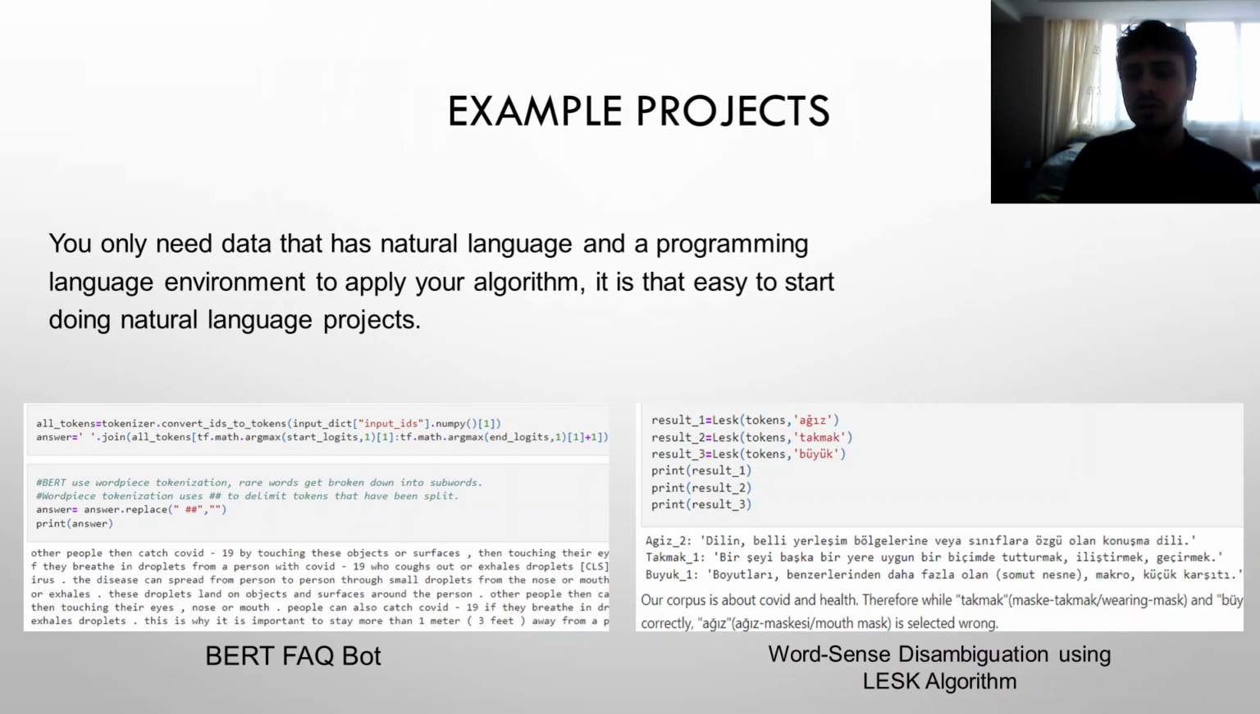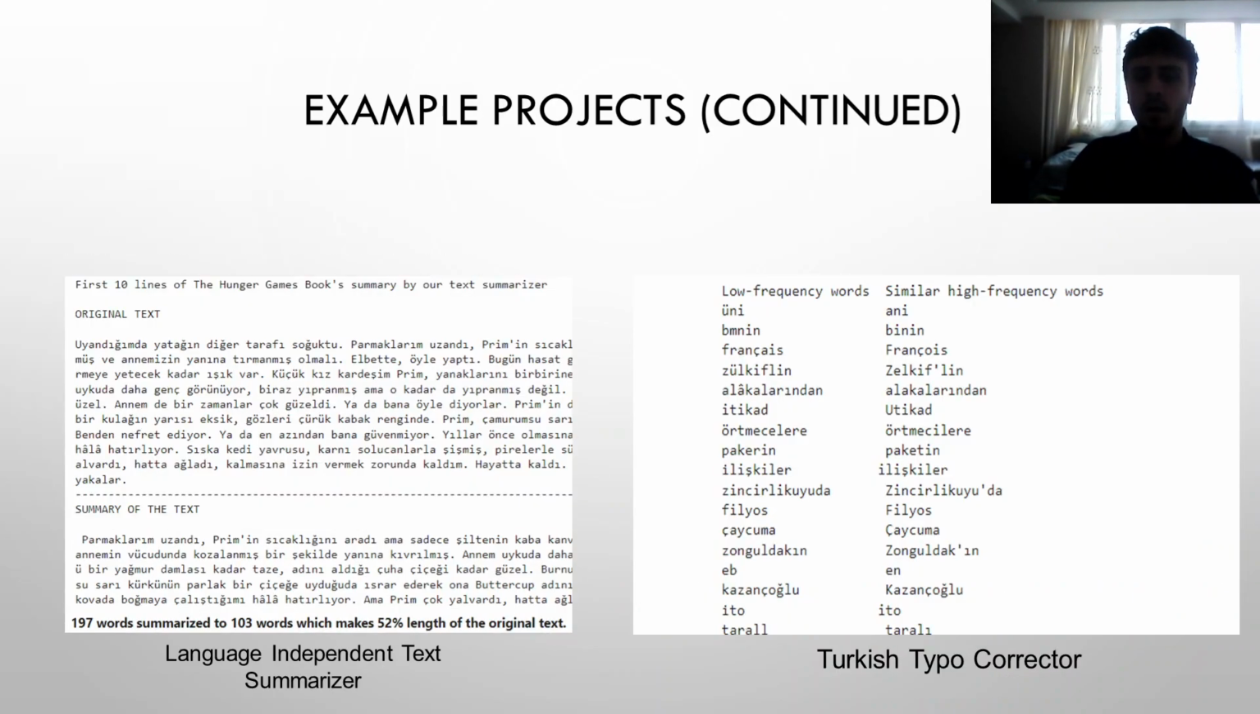On the right, you can see word sense disambiguation using the LASK algorithm. So there's a text, and some words are synonyms, and the LASK algorithm decides which meaning belongs to which word. And on the left, you can see a frequently asked queries bot. It's COVID data, and it uses BERT.